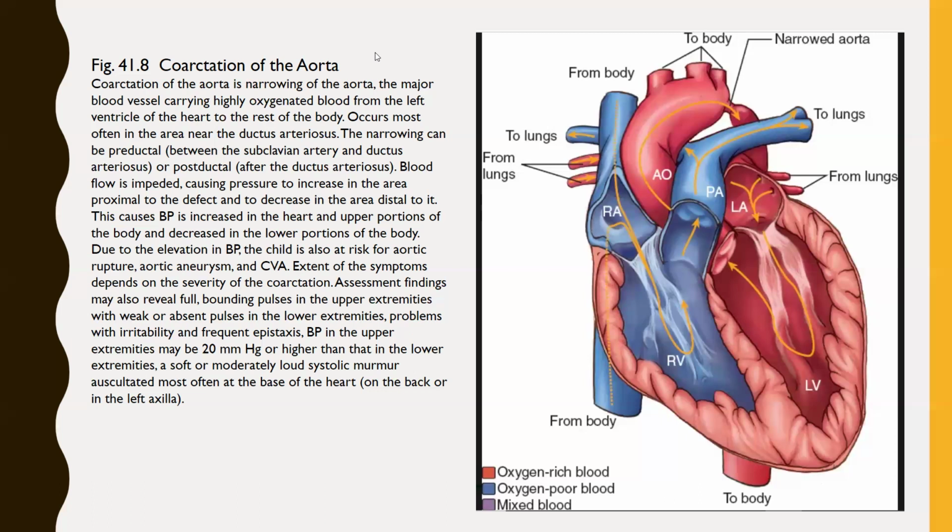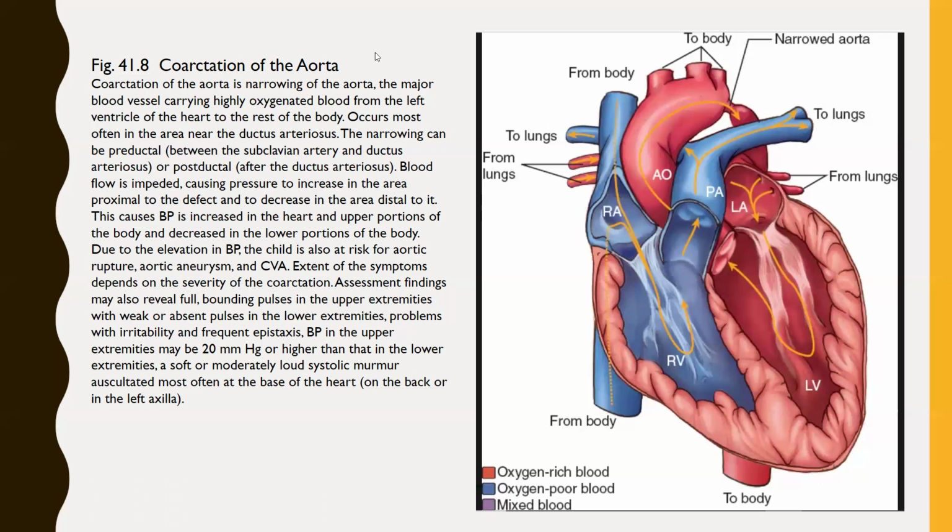It causes pressure to increase in the area proximal to the defect and to decrease in the area distal to it. So it causes increased blood pressure in the heart and upper portions of the body, with decreased blood pressure in the lower portions of the body. Due to the elevation in blood pressure, the child is at risk for aortic rupture, aortic aneurysm, and CVA. Extent of the symptoms depends on the severity of the coarctation.